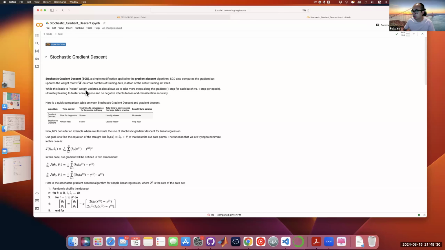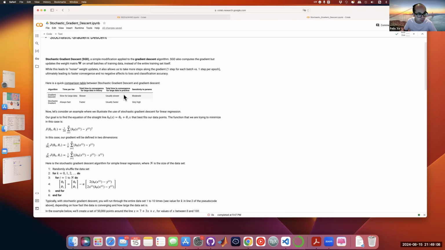That means at each iteration, my weight update is noisy, so it might take more steps along the weights. We take one step for each batch, versus one step per epoch. But ultimately it will lead to faster convergence, because calculating the gradient on one tiny mini batch, or even one point, is much more efficient than calculating the gradient for the whole batch. So this is the comparison table that we have.